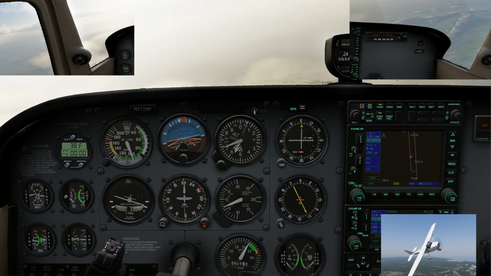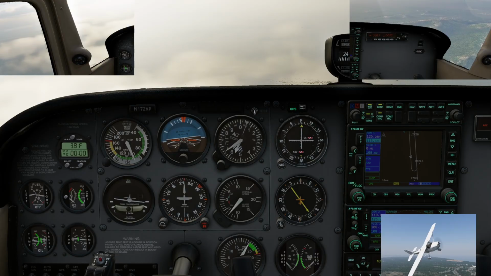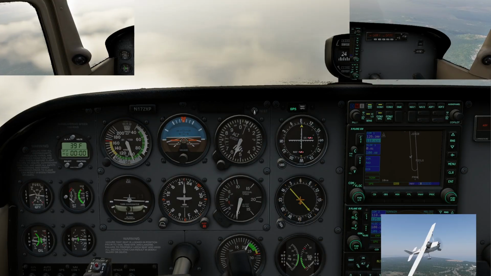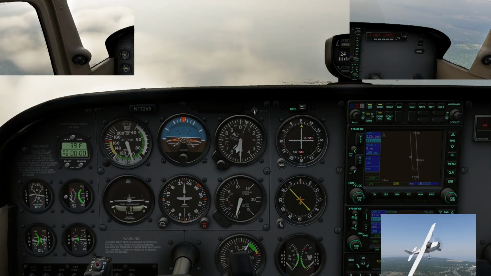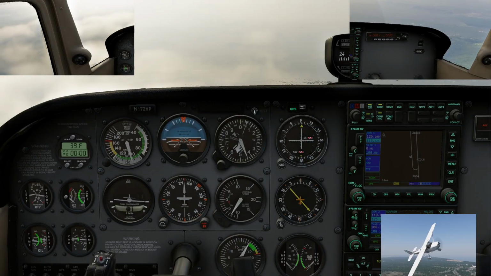Everybody says, oh, fly standard rate, standard rate. Well, it depends. If I got a tailwind pushing me, I'll go full standard rate and a little bit more. If I don't have that, if I have a headwind, I might only use half standard rate.